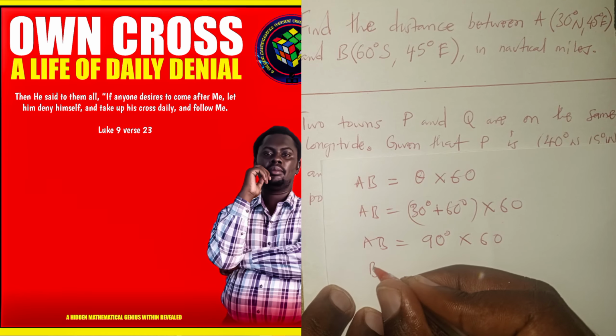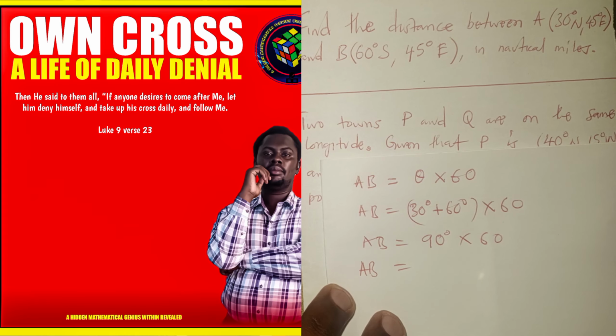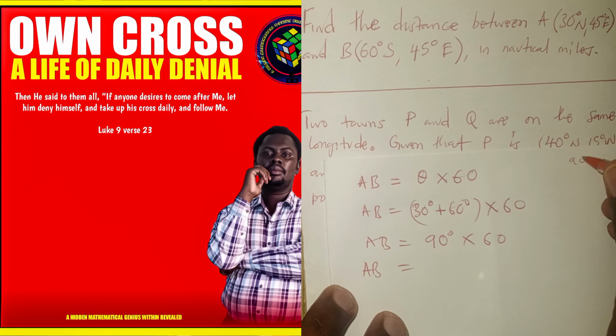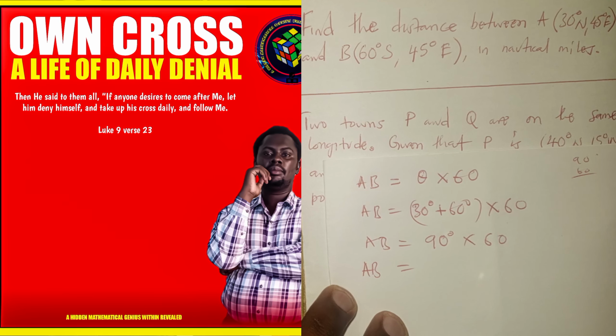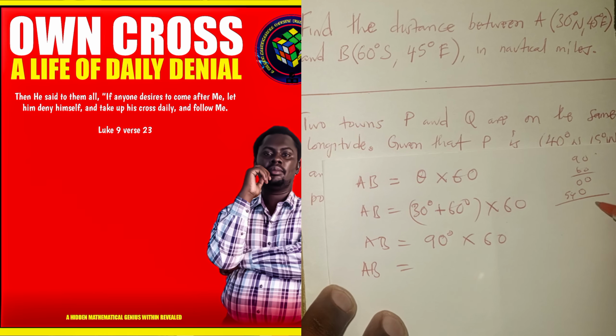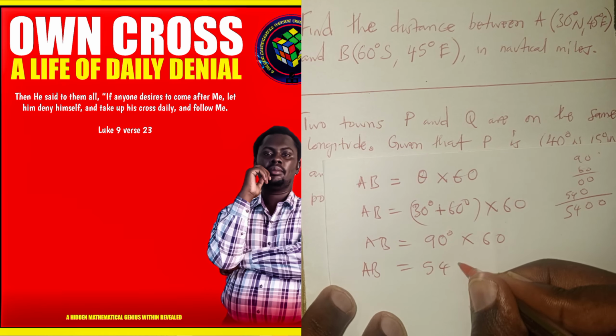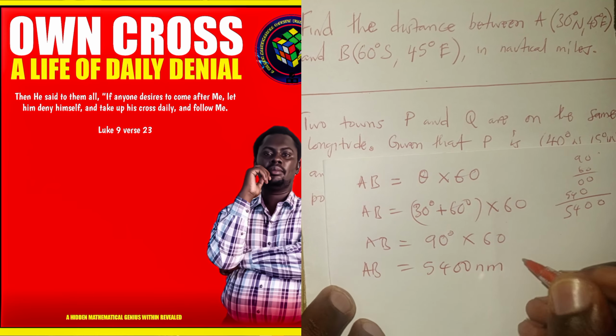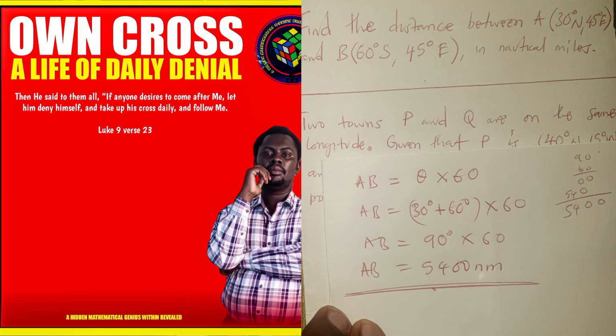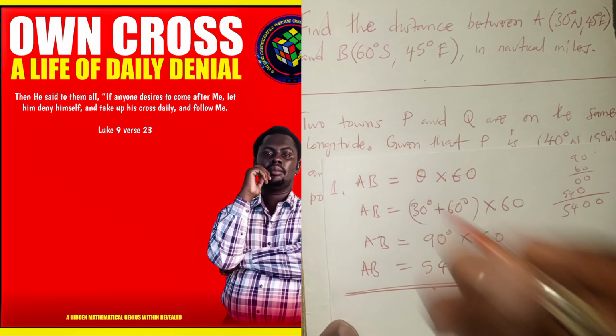What is 90 multiplied by 60? 0 multiplied by 0 is 0. 0 multiplied by 9 is 0. 6 multiplied by 0 is 0. 6 multiplied by 9 is 54. So we have 5,400 nautical miles. So the length between A and B is 5,400 nautical miles. We go to question 2.